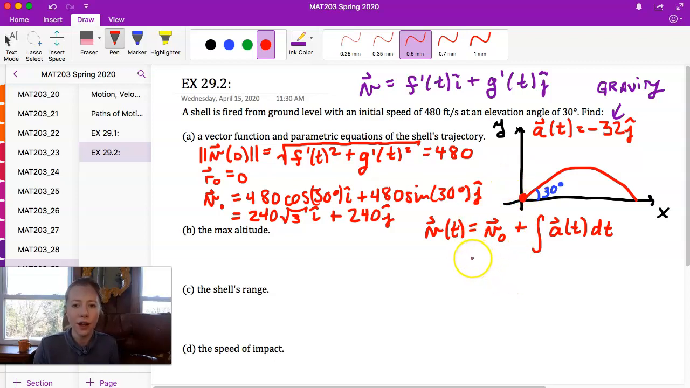And so our velocity is going to be equal to, well, we have our x component, which is going to be 240 times the square root of 3 i hat. And for acceleration, that only has a j component. So then we're going to add on to that 240, which was from our initial velocity. And if we integrate minus 32 dt, we get minus 32t.